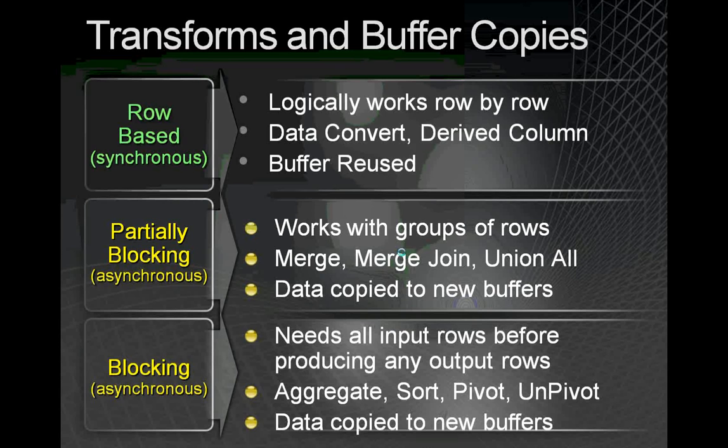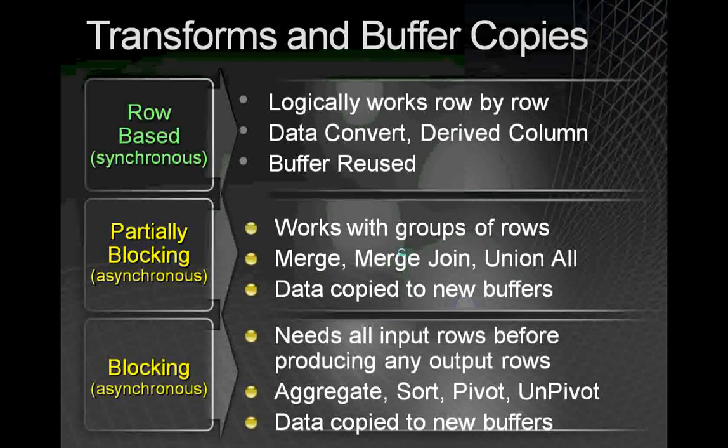The third group, blocking asynchronous transforms, are like extreme versions of the previous group. They have to hold on to all of the input data before they can write any output data. Using these transforms in data flows with large batches of data can often slow down your data flow significantly. If you use these in large data flows, make sure you're not using these redundantly. If you have two aggregates or two sorts on the same data in the same flow, rework your package to try to get down to one.